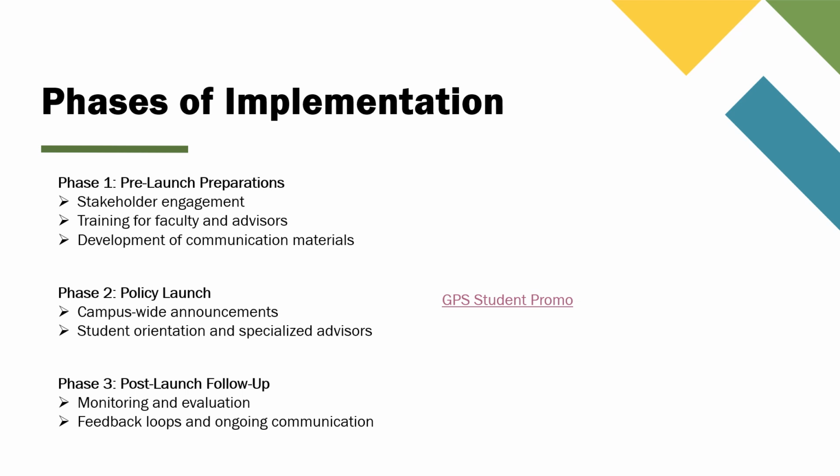Phase 2 is essentially the policy launch, the campus-wide announcements. One of the very first things that will be very important is that the president or our dean of academics office will send an email with the specifics about the policy and communicate it through presentations at our faculty and staff meetings, as well as a post on our university website and our social media channels.